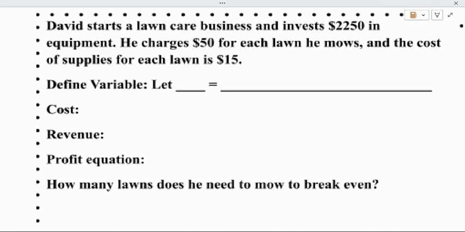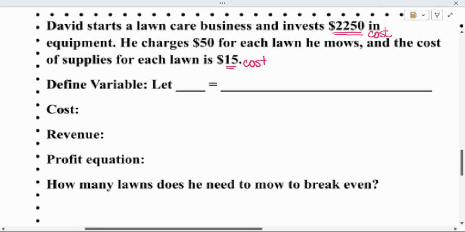What do you got, Kenna? Like a lawnmower and stuff. Yeah, so the amount of money that he spends on his equipment, that's a cost. Good job. Does anyone see another cost in there? Gas, how does that show up? That shows up as supplies, right? Supplies for our lawn, maybe gas, maybe fertilizer, grass seed, things like that, right? So this is also a cost.